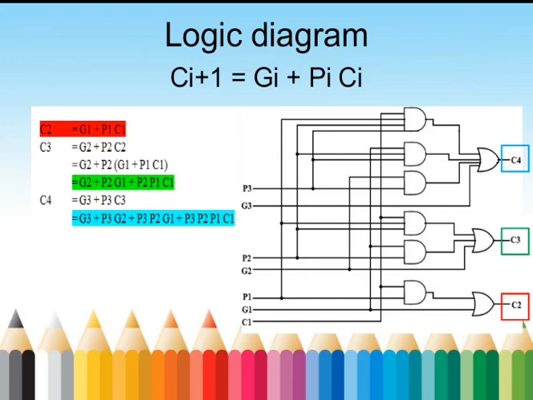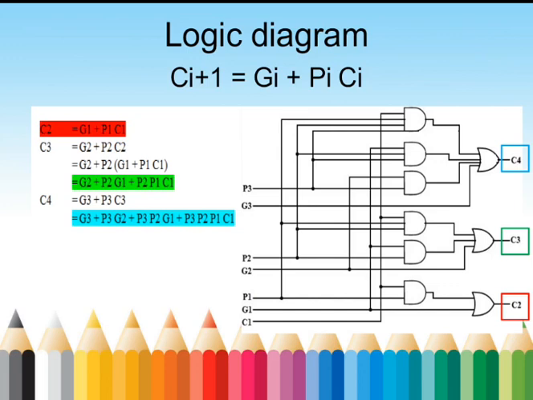From this Boolean expression, it can be observed that C4 does not have to wait for C3 and C2 to propagate. In fact, C4 is produced at the same time as C2 and C3.